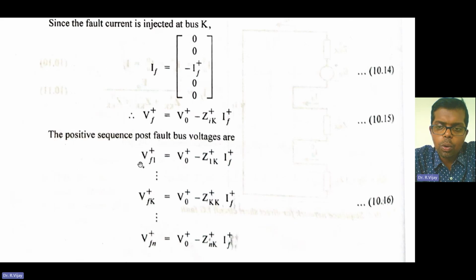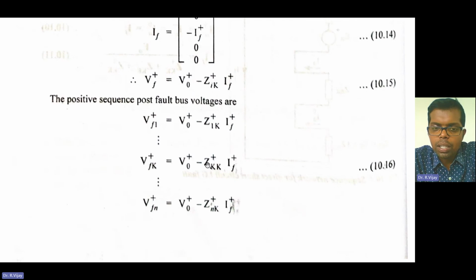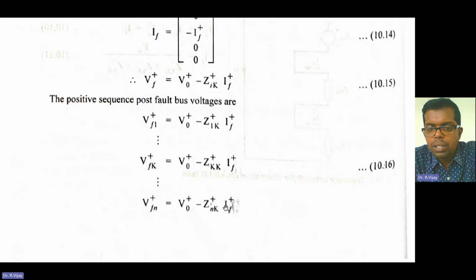So the positive sequence post-fault bus voltages are Vf1 positive equal to V naught positive minus Z1K positive into If positive, up to the kth bus, Vfk positive equal to V naught positive minus Zkk positive into If positive, up to Vfn positive equal to V naught positive minus Znk positive into If positive. These are the positive sequence post-fault bus voltages.